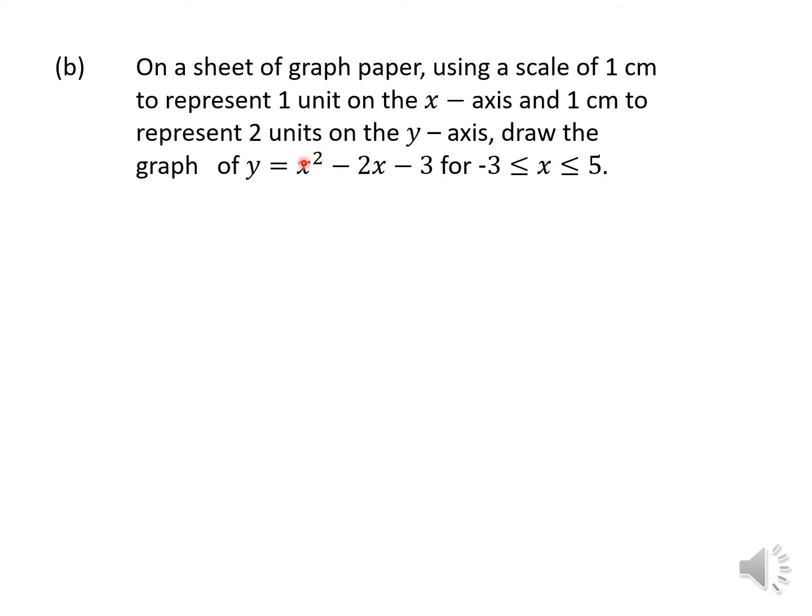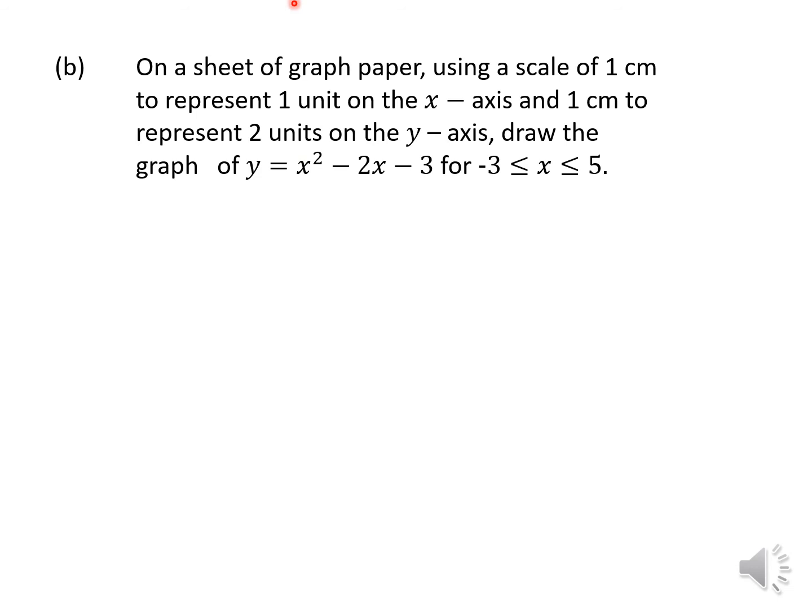Right, so let me just continue then. They are saying that on a sheet of graph paper, you must be a bit careful with your scale. On the x-axis, 1 centimeter must represent 1 unit. And we know that you're going to do the x-axis from values of -3 to 5. And on the y-axis, you must use 1 centimeter to represent 2 units. You must be a bit careful.